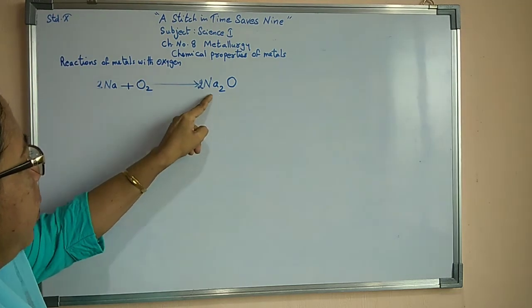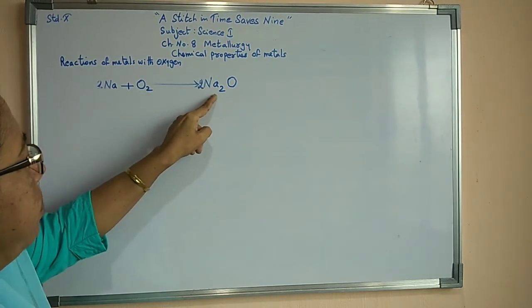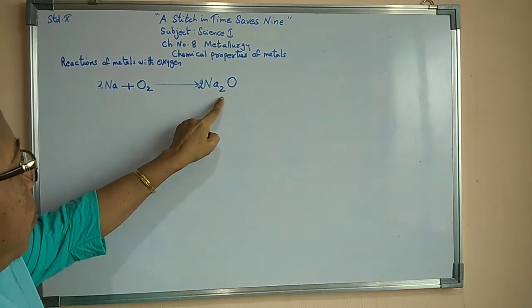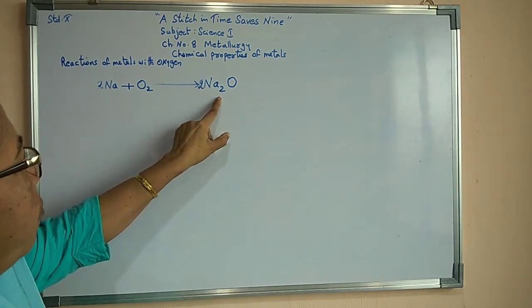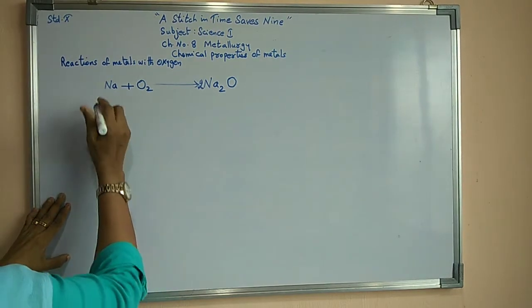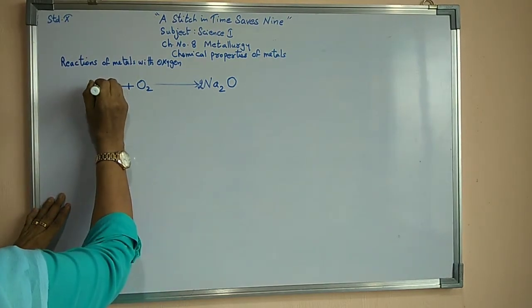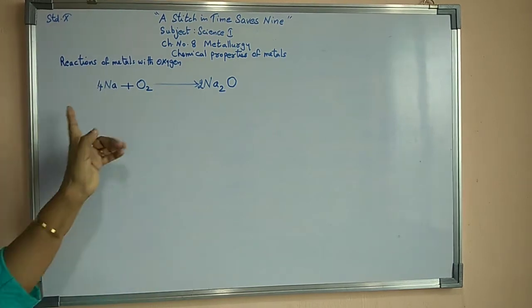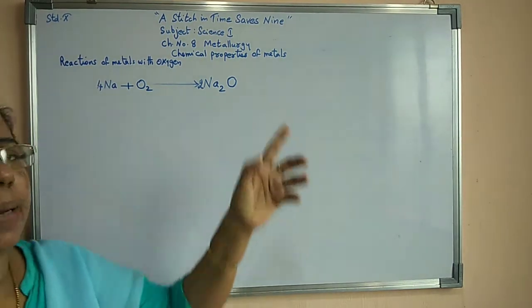But the problem became here now sodium's number increased. So here now we have to multiply. That means the 2 twos are 4. So here I had written only 2. Now I am removing this. I am writing here 4. So we can say that now the equation is balanced.